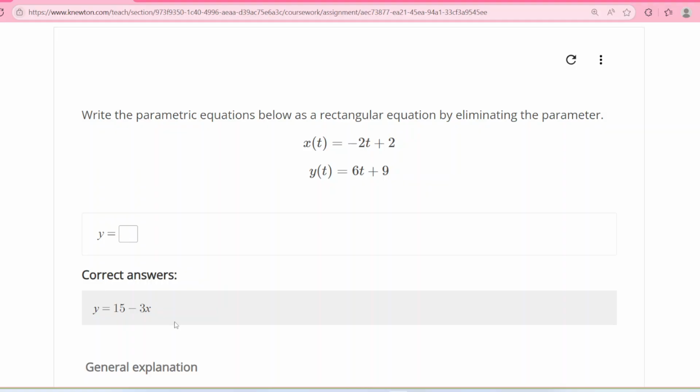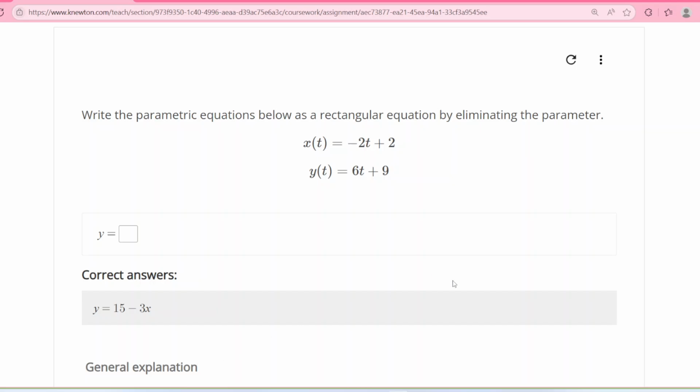And in Knewton Alta, once you enter an answer, check it, and submit it, it tells you if you're right or wrong. Then there's going to be some sort of explanation afterwards. I would highly recommend reading through those just to see how they're doing things, and you can compare it to how you're doing things and see if you're picking up the material well enough.